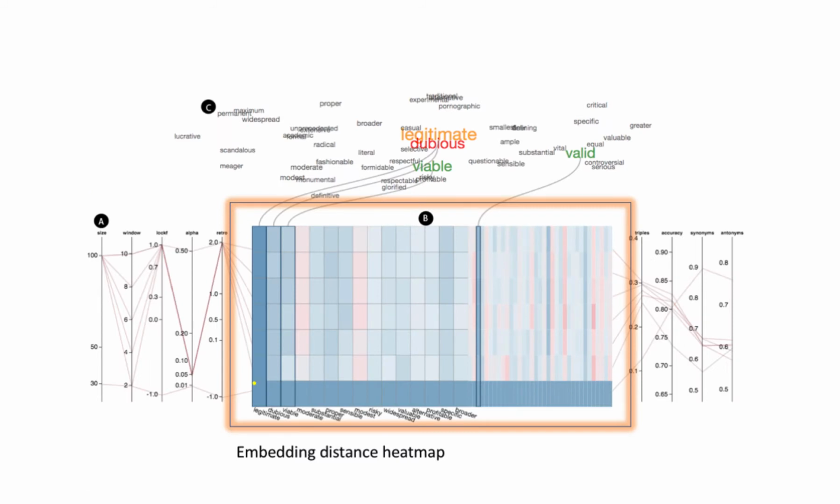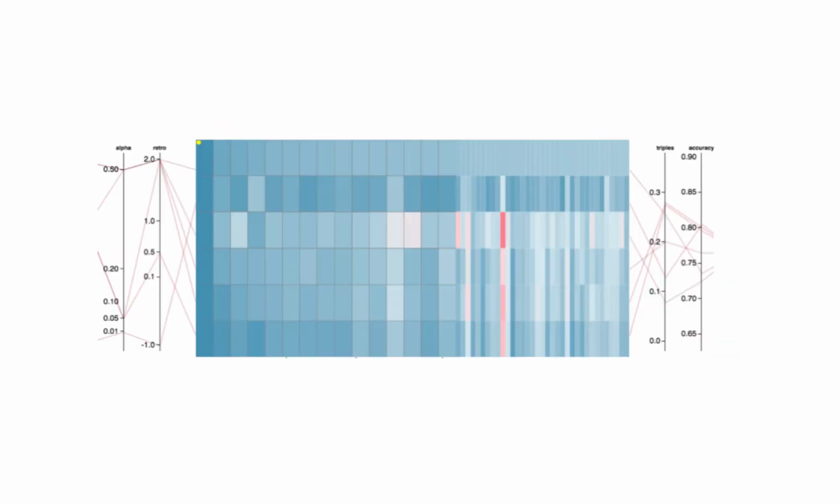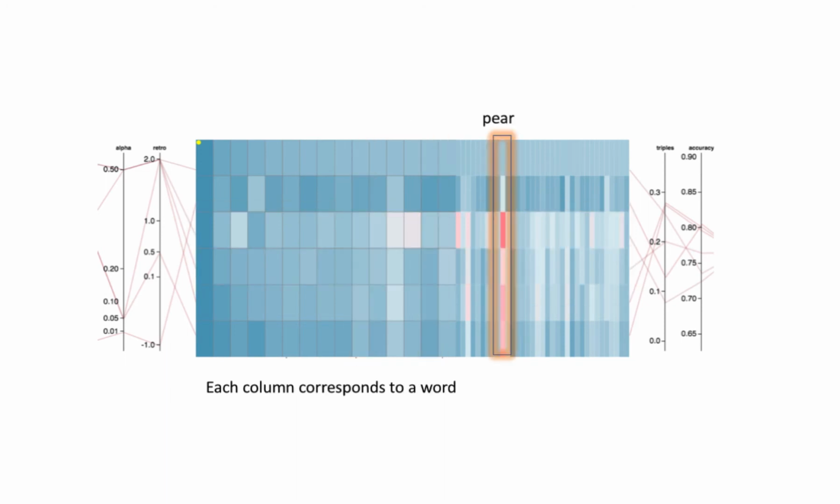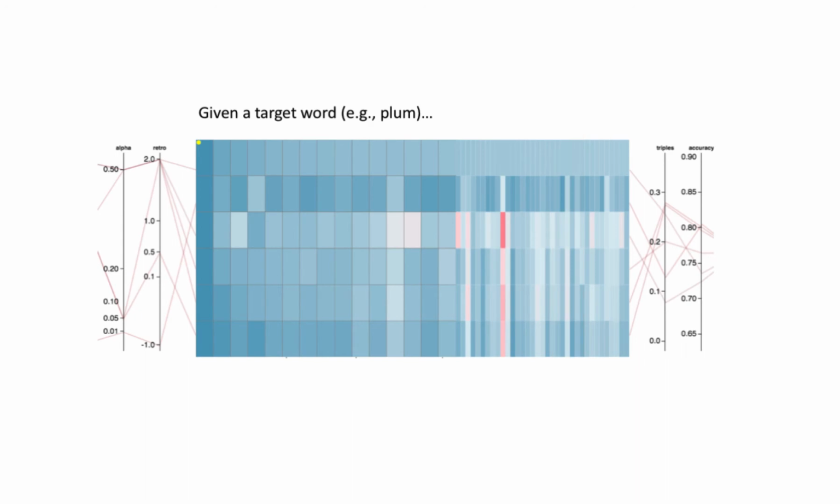The backbone for model inspection of LAMVI-2 is the heat map. Each row of the heat map corresponds to a model, and each column is a word. Given a target word such as plum, LAMVI-2 will identify its nearest neighbors in the embedded space. Each cell is the distance between the anchor and target terms.